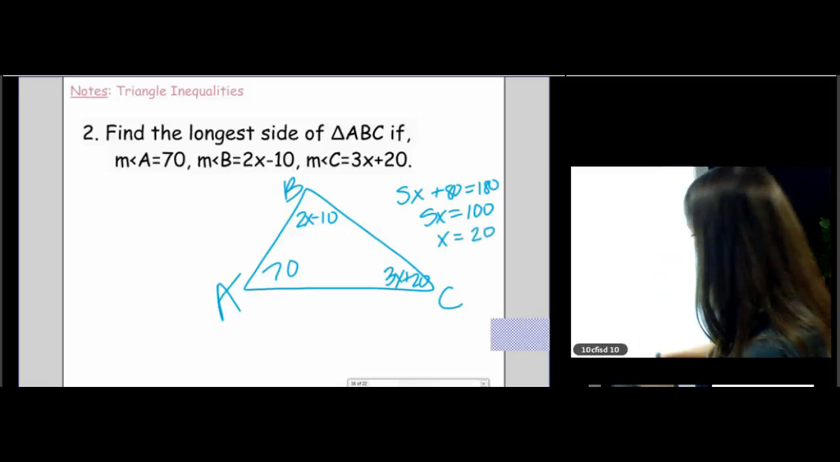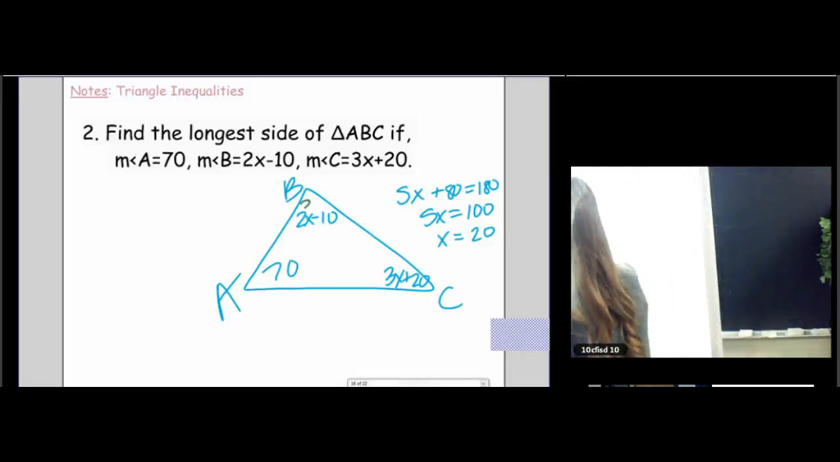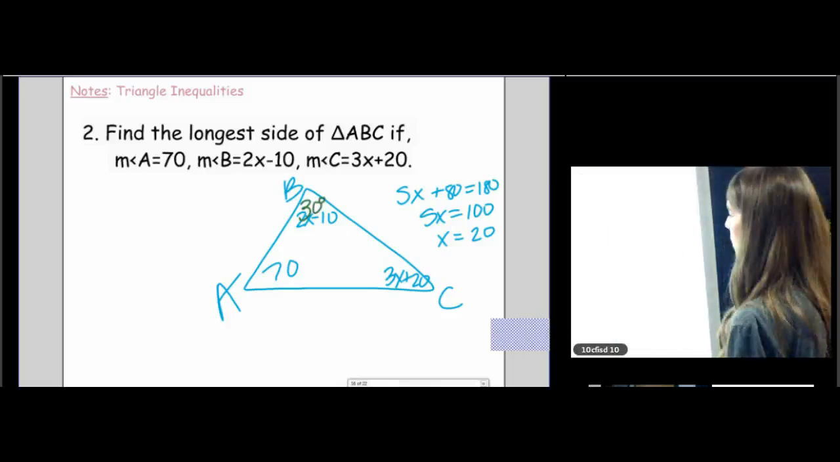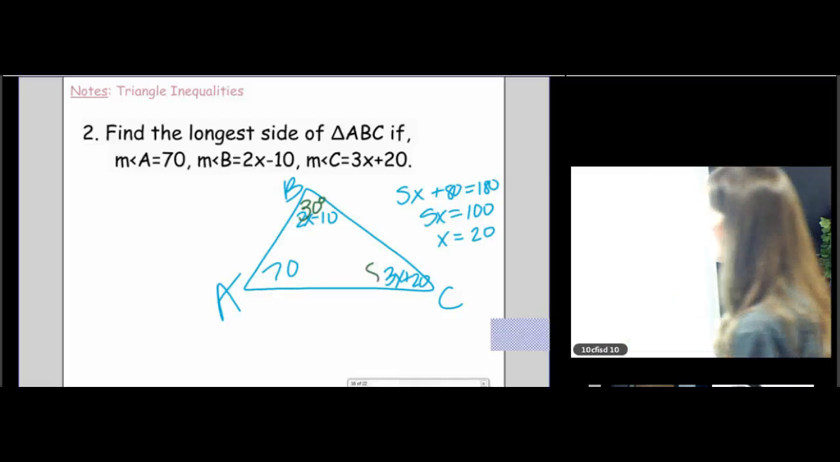So now I'm going to plug it back in. 2 times 20 is 40. 40 minus 10 is 30. 3 times 20 is 60. 60 plus 20 is 80. So now I know all of my angles.